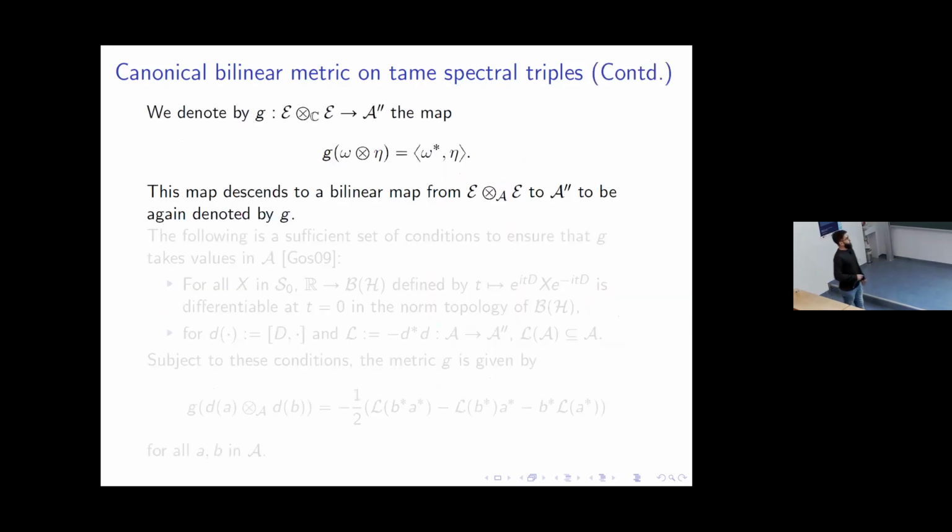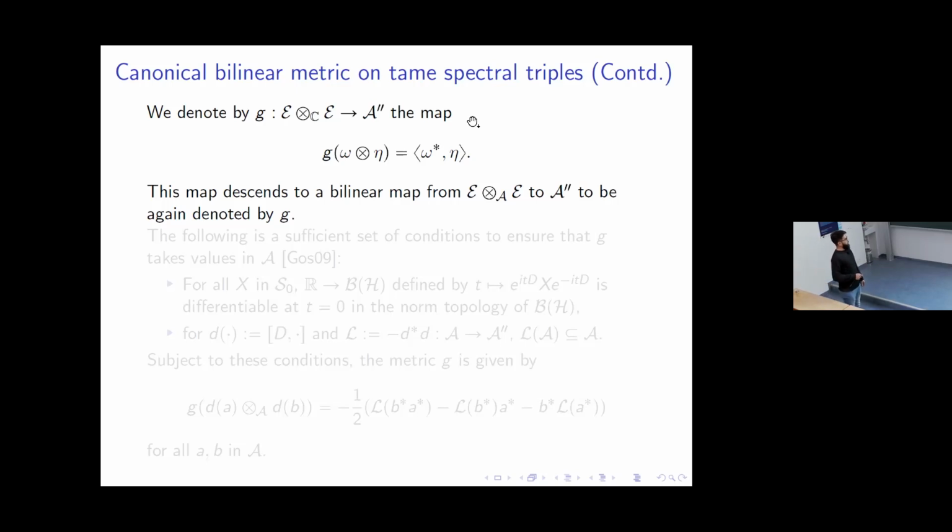So from the inner product itself, inner product of omega, eta, we construct a double commutant valued bilinear form. After checking some of the well-definedness conditions, it will be a map going from E tensor over A E to the A double commutant. So we at least arrive at our bilinear setting from the sesquilinear setting.